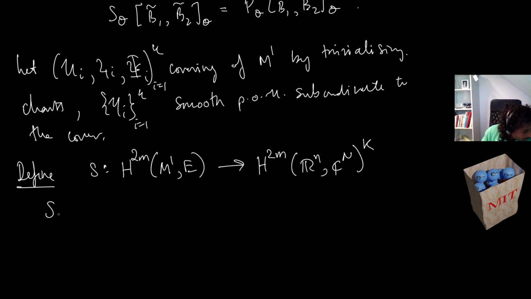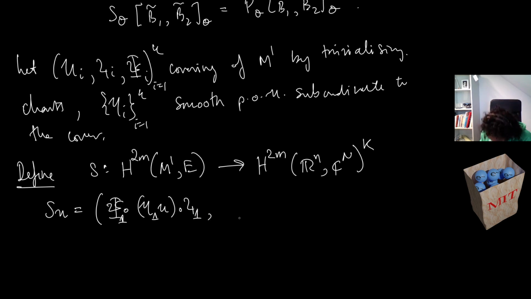So S of u is going to be precisely equal to phi_1 composed with eta_1 times u. This is supported inside the U_1, psi_1, sorry. Dot, dot, dot. And on the last entry, I just have 1 replaced by k. Okay.